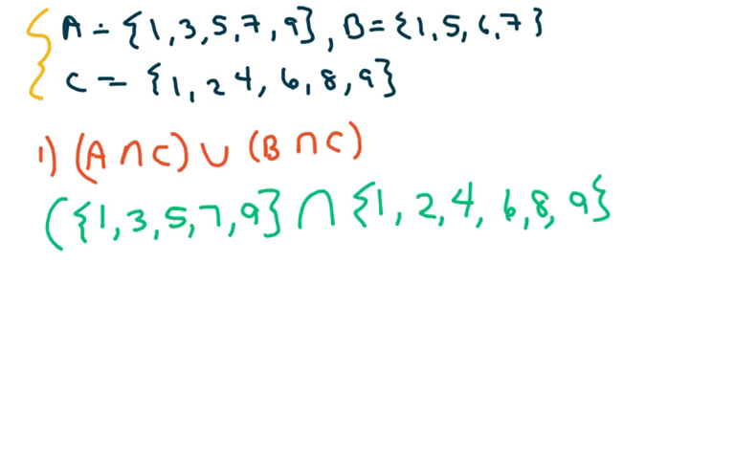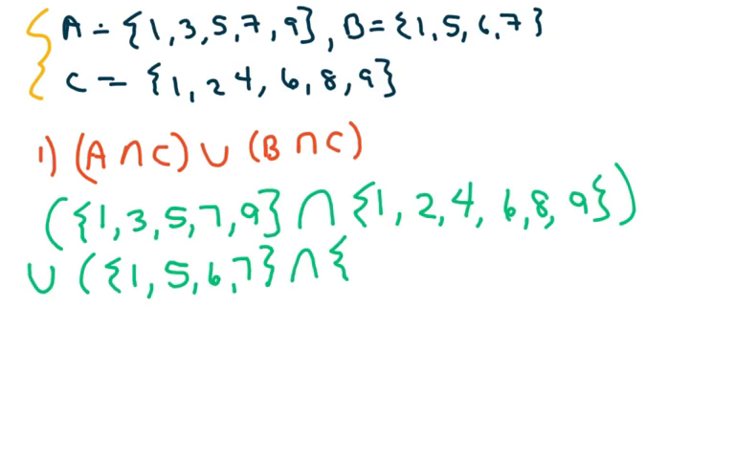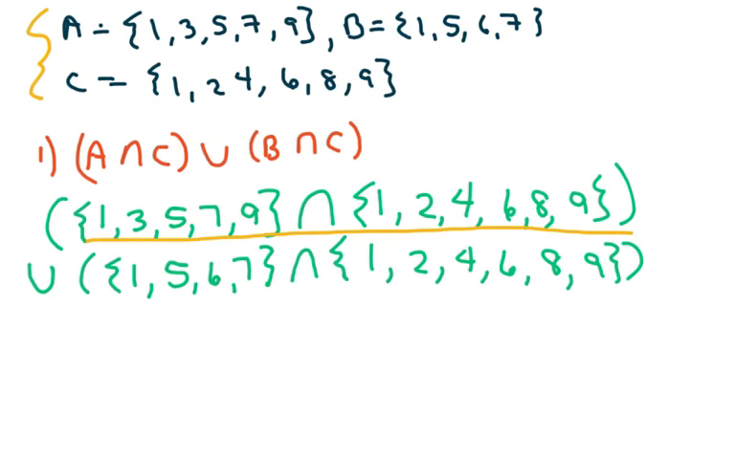Okay. Close it up. And then we're going to union it with 1, 5, 6, 7, intersect it with 1, 2, 4, 6, 8, and 9. Just copied the same thing down. So what you want to do is take care of this part first, and then this part. Then we'll do that.